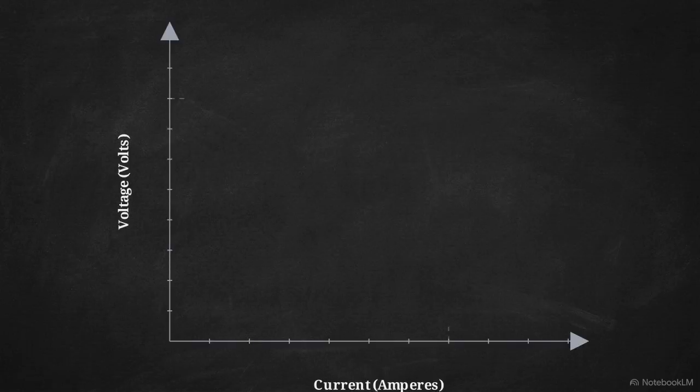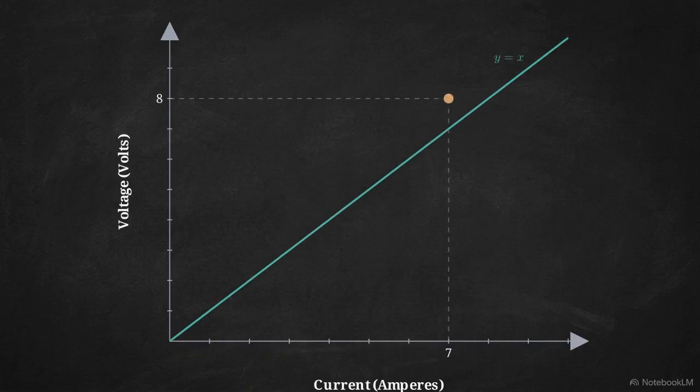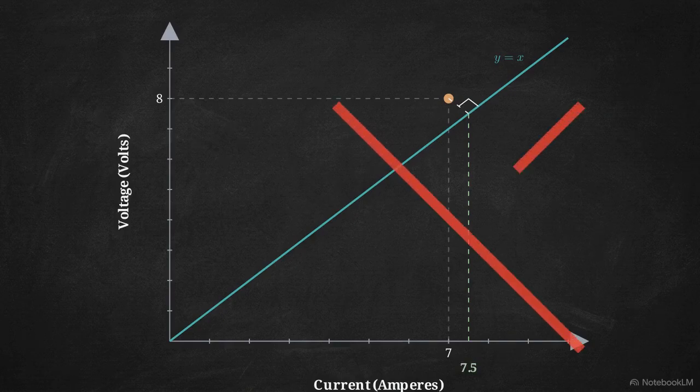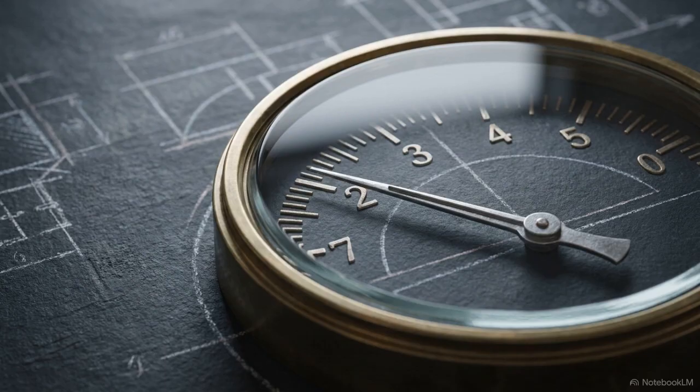Isolating the reading where 7 amperes returned 8 volts against the y equals x model, the classical geometric habit measures error by dropping a perpendicular line to the model. But notice this perpendicular intersects the model exactly at an x-axis coordinate of 7.5. This measurement relies on an assumption that contradicts our experimental setup. It treats our physical input as if it were 7.5 amperes.